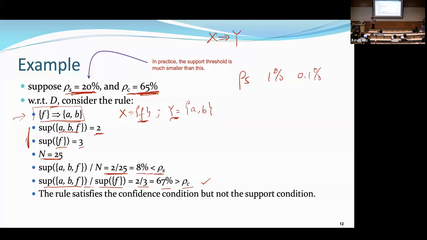In practice, you want the confidence threshold to be much higher, perhaps 80% or 85%, because that is about how valid the rule is, how likely you will see the right-hand side, or the consequence, given that the antecedent occurs. So you want that to be a higher value instead of just 65%. Typically that would be higher, but for illustration purposes, I have to set it lower in order to illustrate this. All right, just a minor remark.